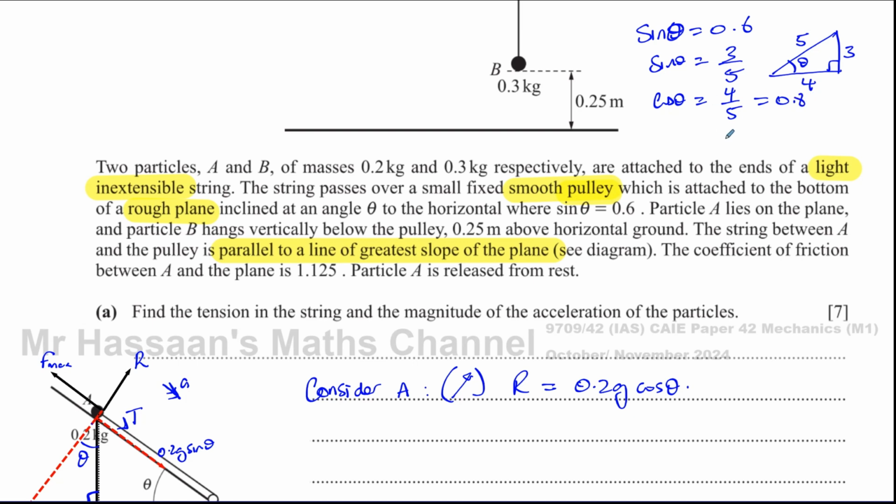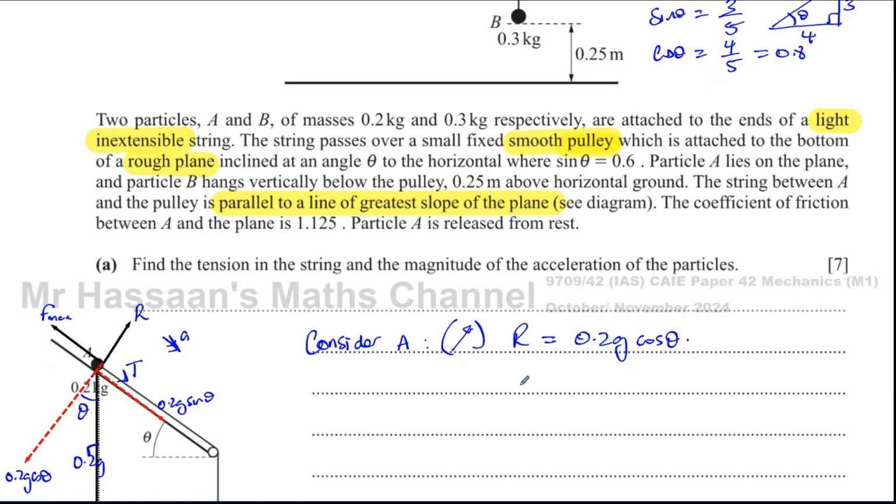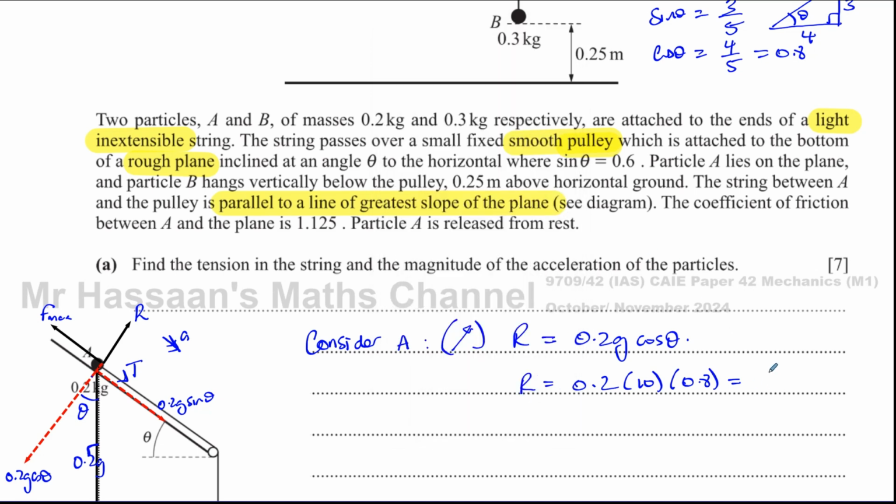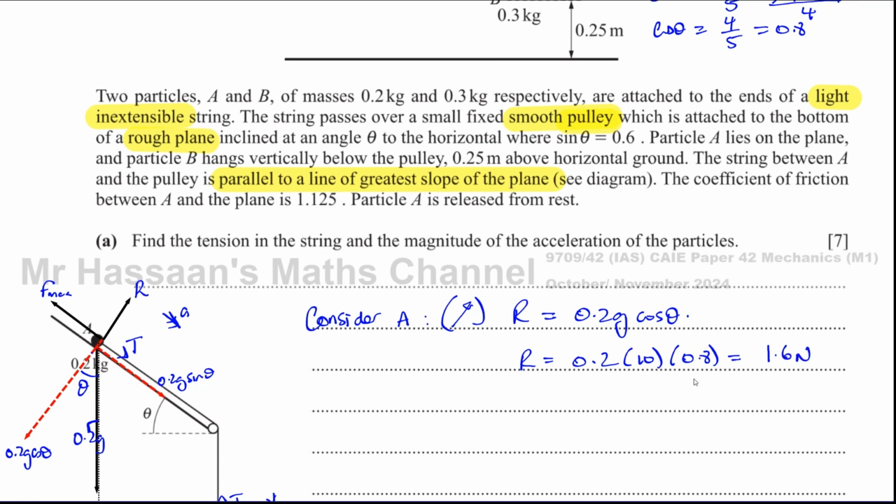4/5 is 0.8. So we can say here we're going to have R equals 0.2 times 10 times 0.8. Okay, so that's going to give us 8 over 5, which is 1.6 newtons. So R is 1.6 newtons. All right, so we found R.